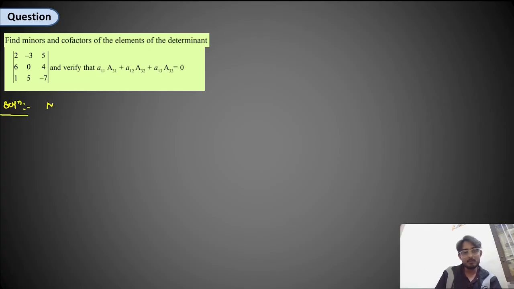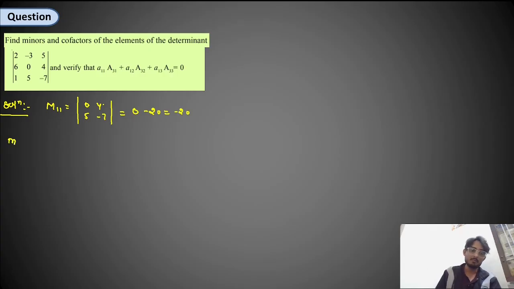Minor M11. So when you find M11, the first row and first column will be eliminated and the remaining elements are 0, 5, 4, minus 7. 0 into minus 7 is 0, and 4 into 5 is 20. So you will get minus 20.